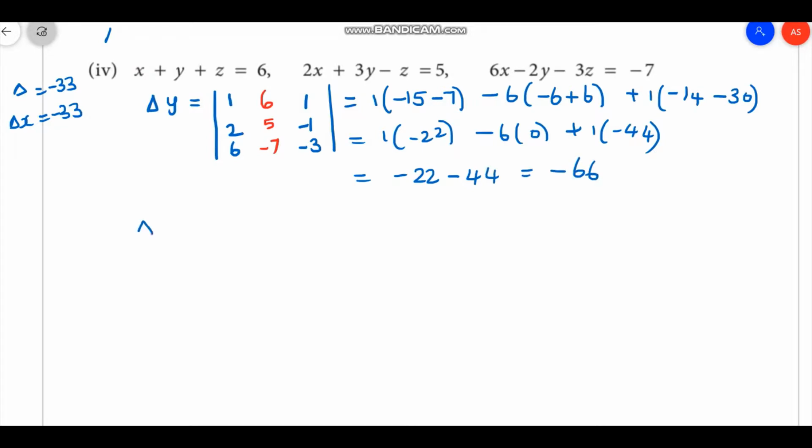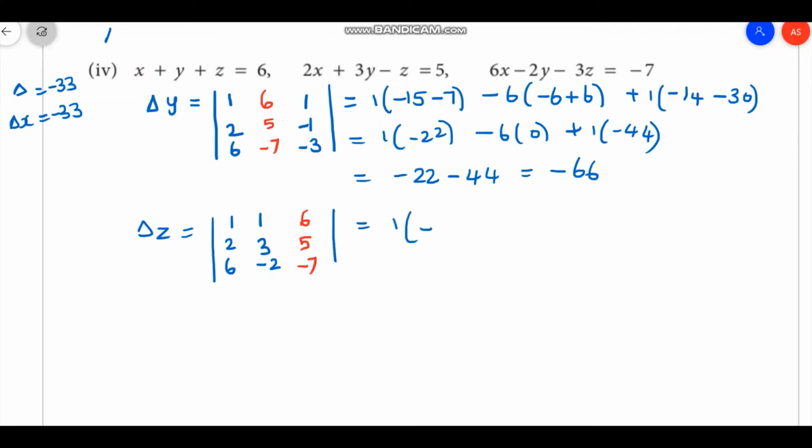Now let me find out delta z. So what is delta z? My x coefficients remain the same. My y coefficients also remain the same, which is 1, 3 and minus 2. And the z coefficients change to 6, 5, minus 7. So let me evaluate this.